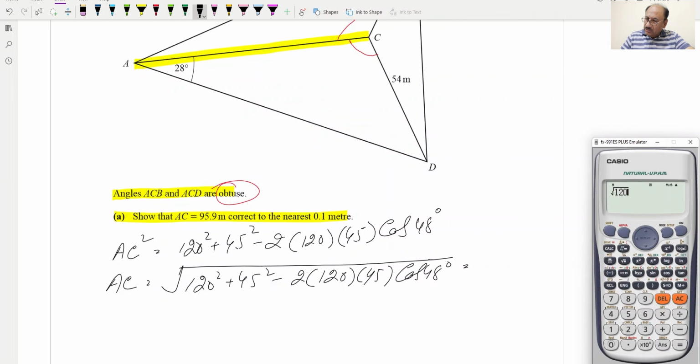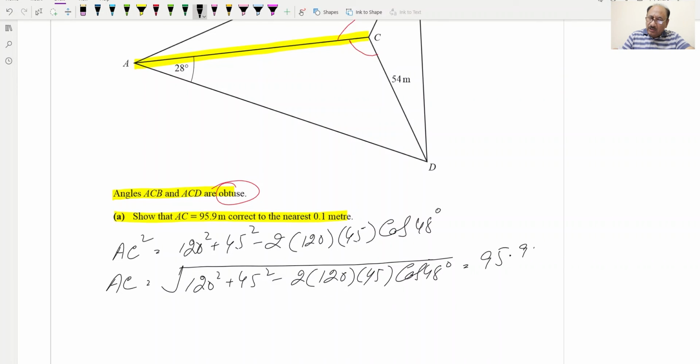Square root of 120 squared plus 45 squared minus 2 into 120 into 45, and cos of 48 degrees is equal to 95.908, and we can round it to 95.9 up to 3 significant figures, right? Now this is basically what we needed to prove this one.